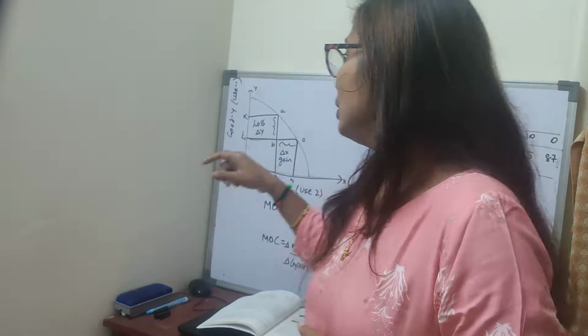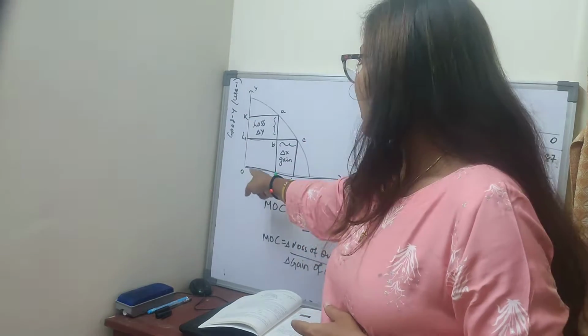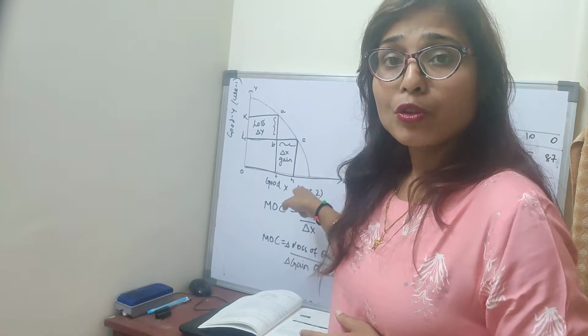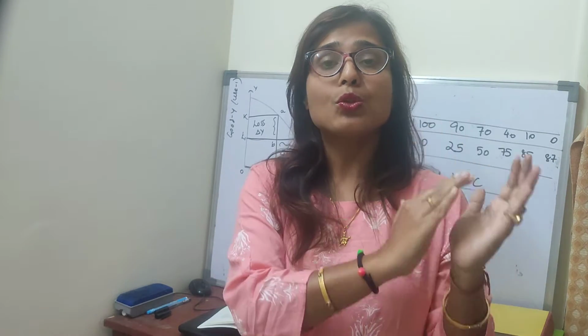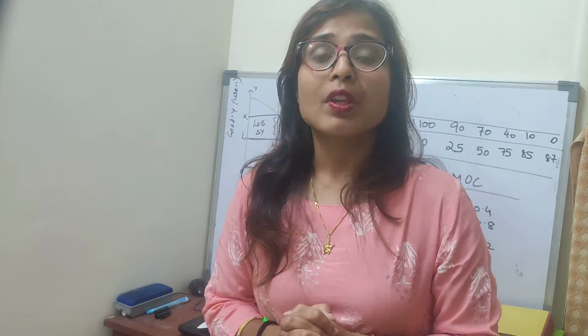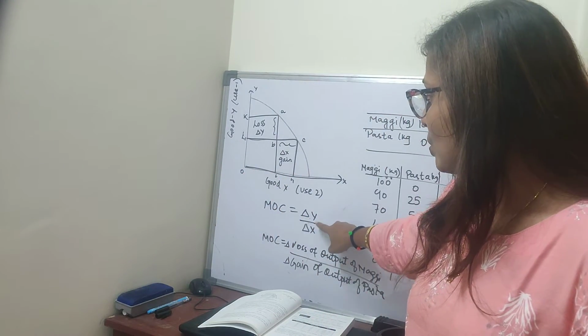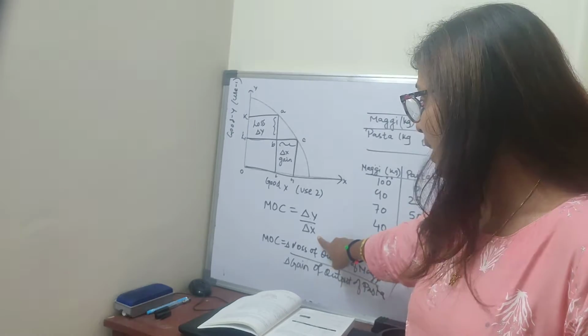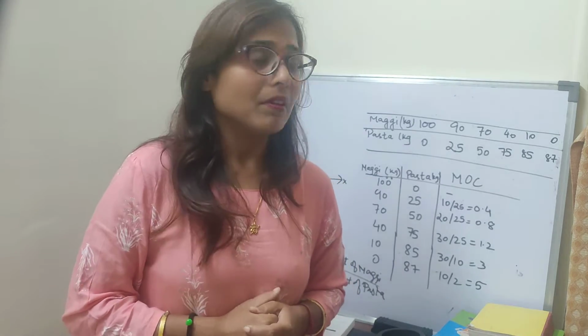Marginal opportunity cost is calculated in terms of the loss of output of good Y for every additional unit of good X when resources are shifted from use 1 to use 2. So, marginal opportunity cost is equal to change in Y by change in X. Now, I will make this clearer by taking an example.